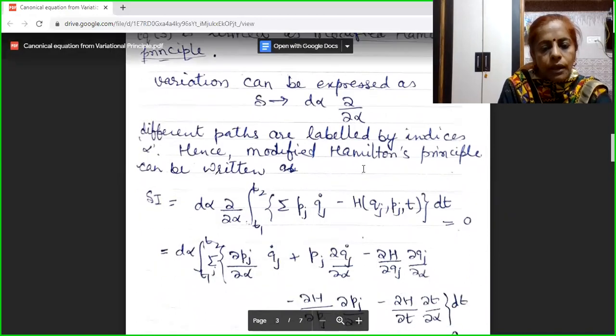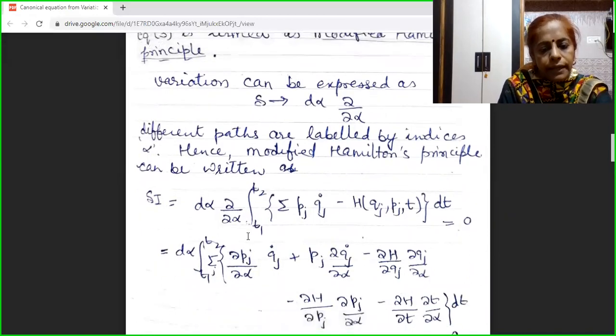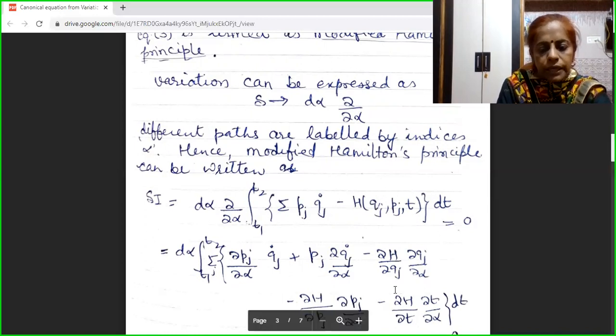Now, since del by del alpha is independent of time, it can be taken inside the integral. So I am taking it inside the integral, d alpha is outside. Differentiating the first term with respect to alpha, I will get two terms. And from this Hamiltonian, I will get terms in partials, because H depends on three variables, we will get these three terms.